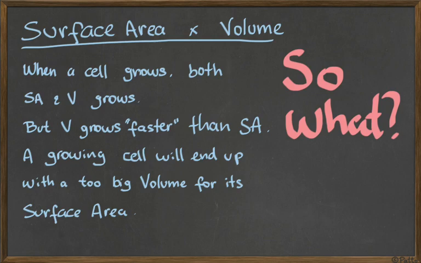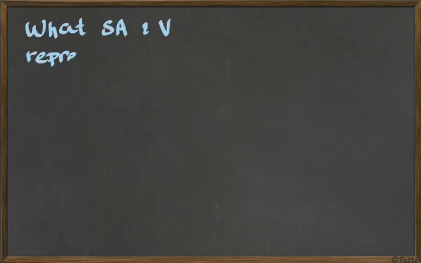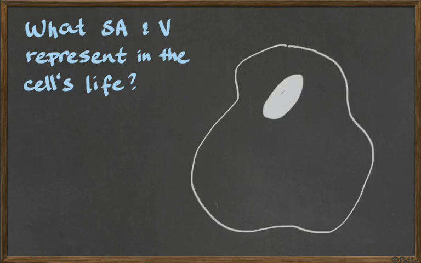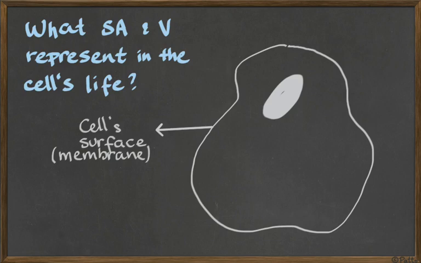But now let's talk about so what. What's the implication of this for cells? What the surface area and the volume are going to be representing in the cell's life. So we have a cell over here, and yes, you probably realize that that's the cell surface. The cell surface is represented by the membrane of a cell. That's the surface area of a cell, is the total amount of membrane that it has.